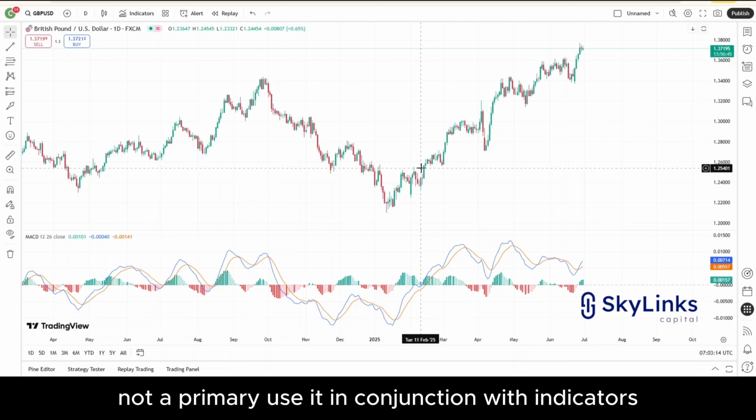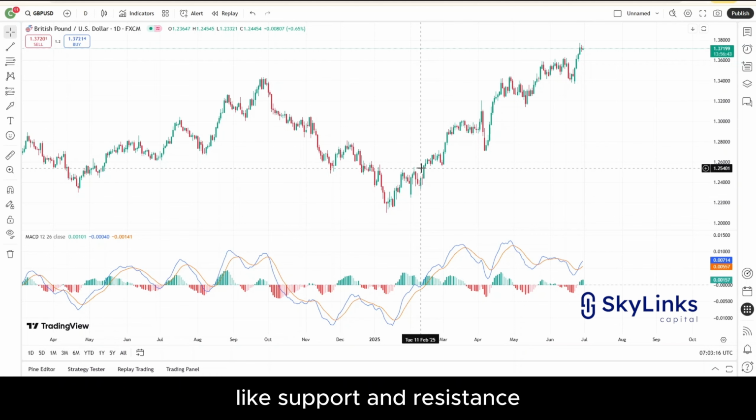Use it in conjunction with indicators like support and resistance, candlesticks and trend lines, and price action. Now the final way we can use MACD is something called divergence.